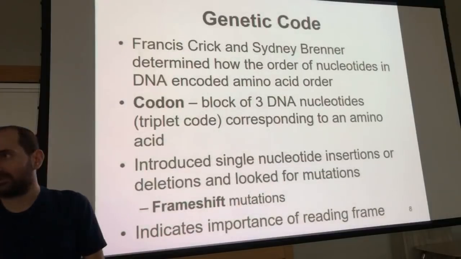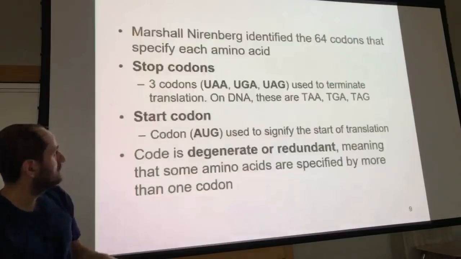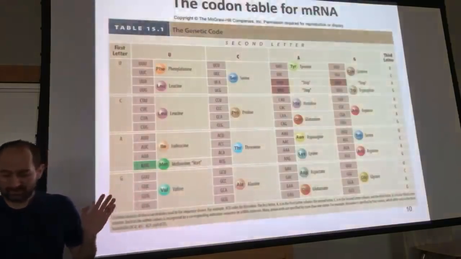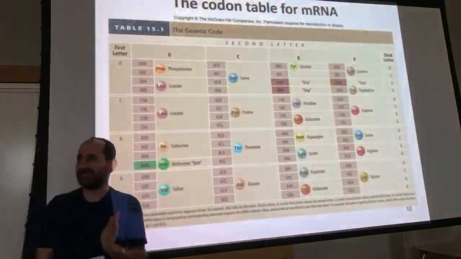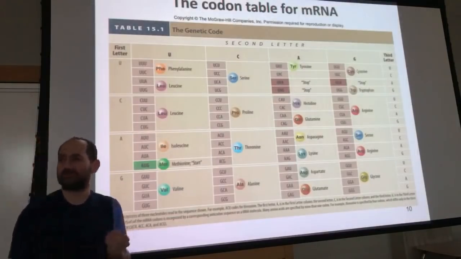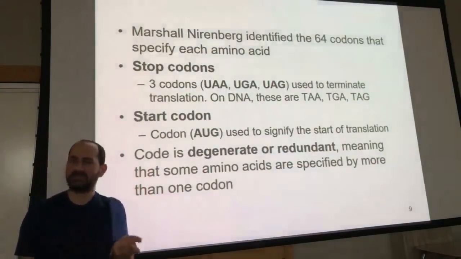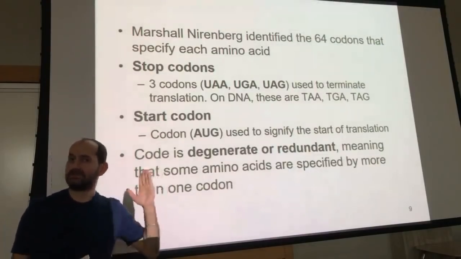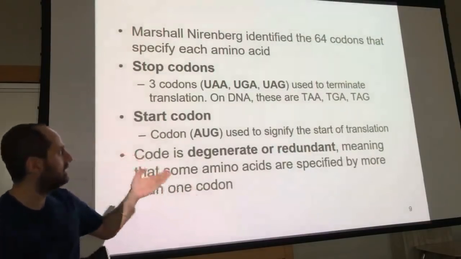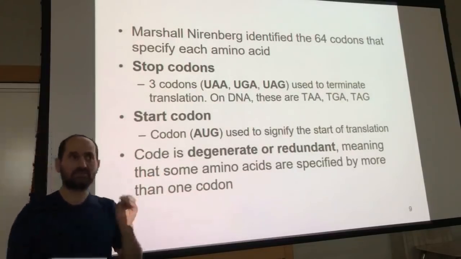You should know what codons are, right? Blocks of 3 nucleotides. Now you don't need to memorize this entire table. What you do need to memorize are 4 of these. You need to know the start codon is AUG. On the DNA, it would be ATG. And you should know the stop codons: UAA, UGA, UAG. So do know the stop codons and do know the start codon.